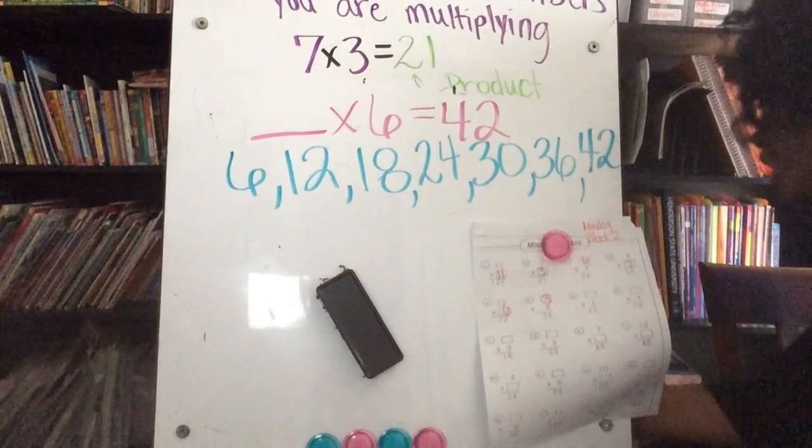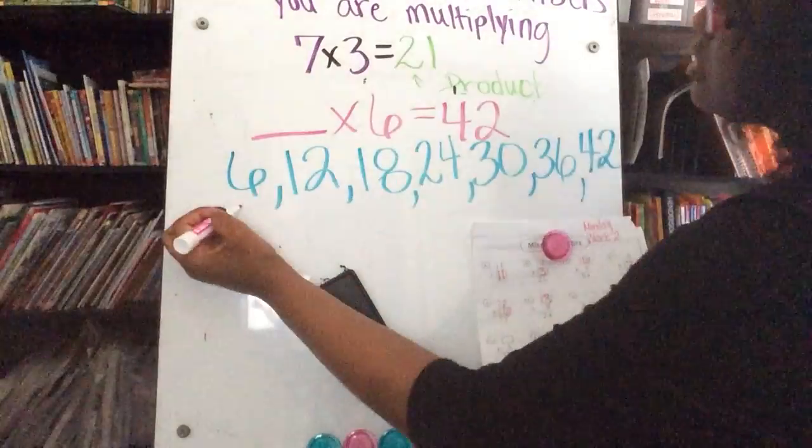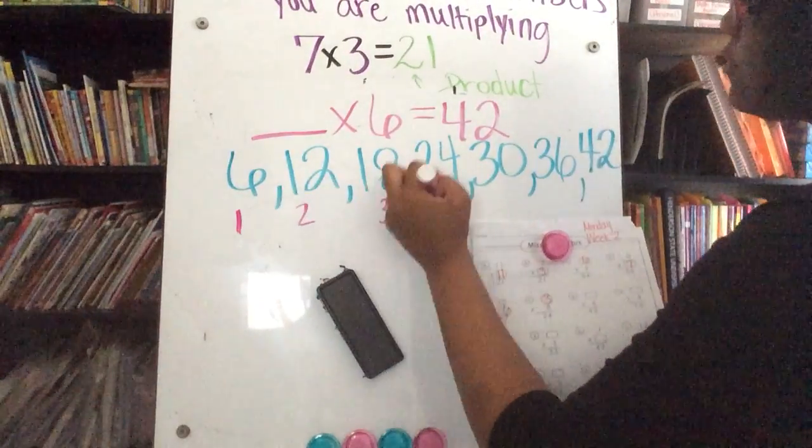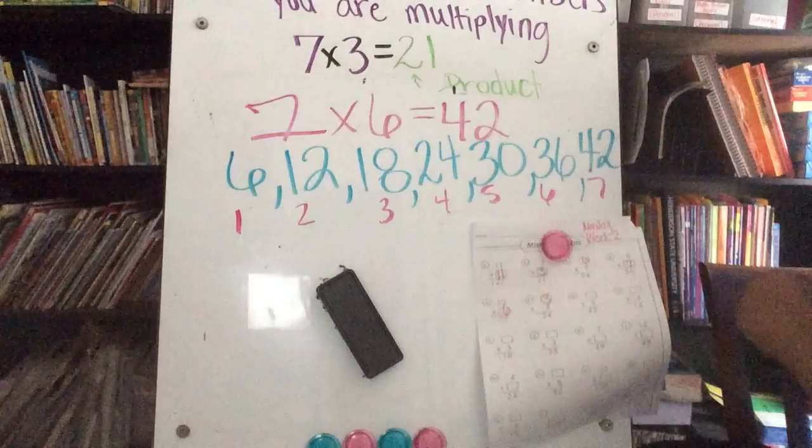Now, in order to figure out what number goes in the blank, I count how many numbers I wrote down. So 1, 2, 3, 4, 5, 6, 7. 7 goes in the blank.